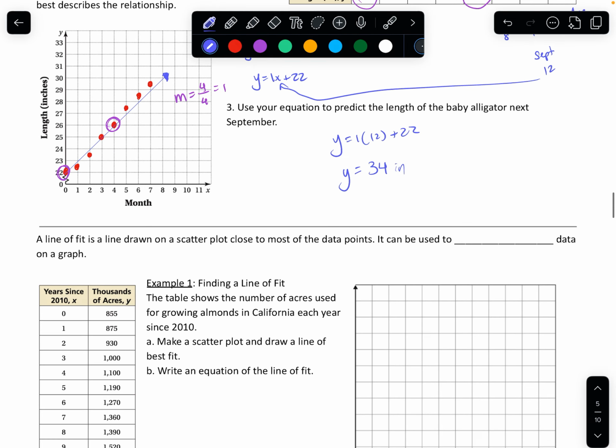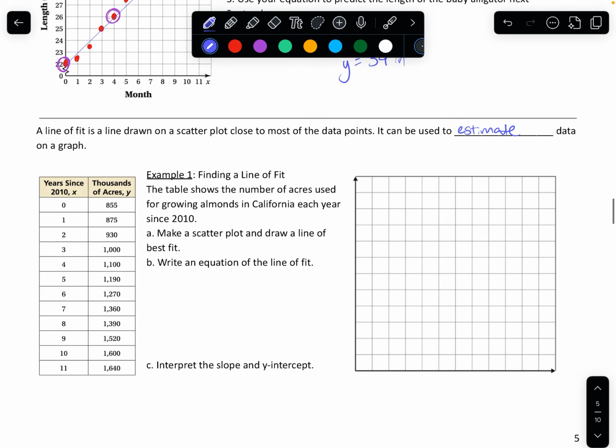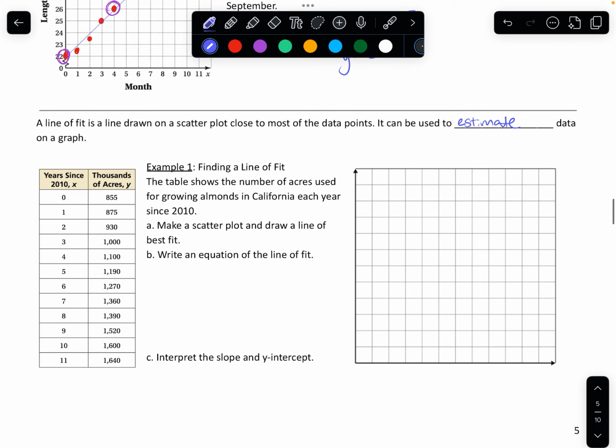All right, so a line of fit is drawn on a scatter plot close to most of the data points. It is used to estimate data on a graph. So in example number 1, the table shows the number of acres used for growing almonds in California each year since 2010. Make a scatter plot and draw a line of best fit.